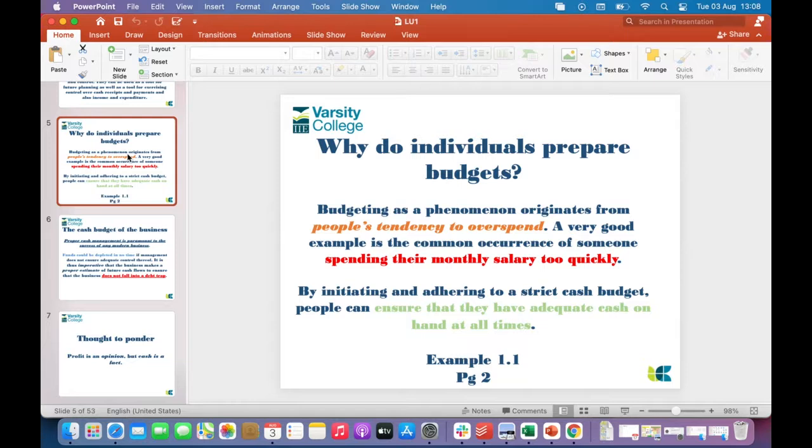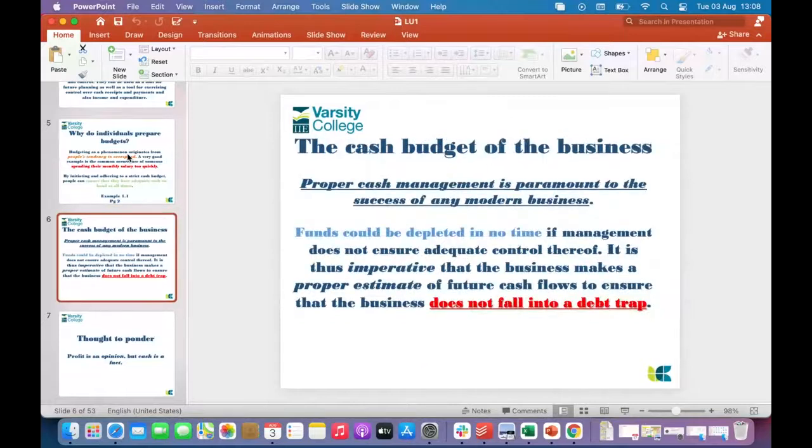Then, why do individuals prepare budgets? Now we're talking about individuals such as yourself and myself. Why do we prepare budgets? So that we can track our spending, or at least try and plan where we're going to spend our money, so we don't end up spending it too quickly. If you're working, you have money for fuel to get to work and back. You have your rent paid and whatever other essentials you need to take care of. And then the cash budget of a business.